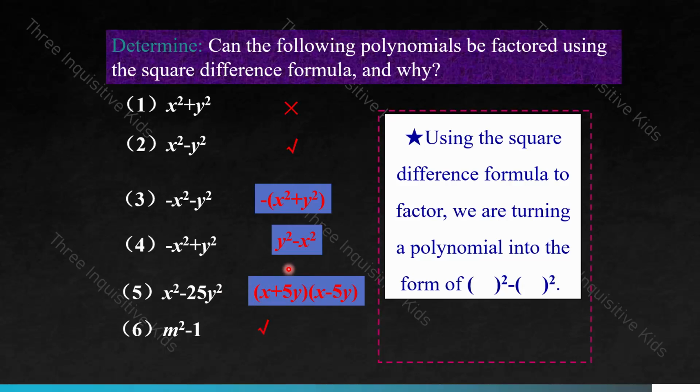And for the final one, this is also doable, since 1 is also a perfect square, and this can be turned into m plus 1 times m minus 1.